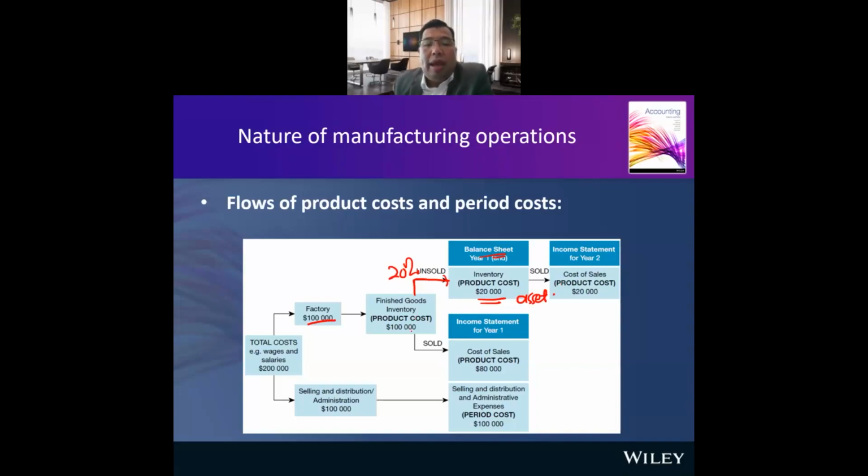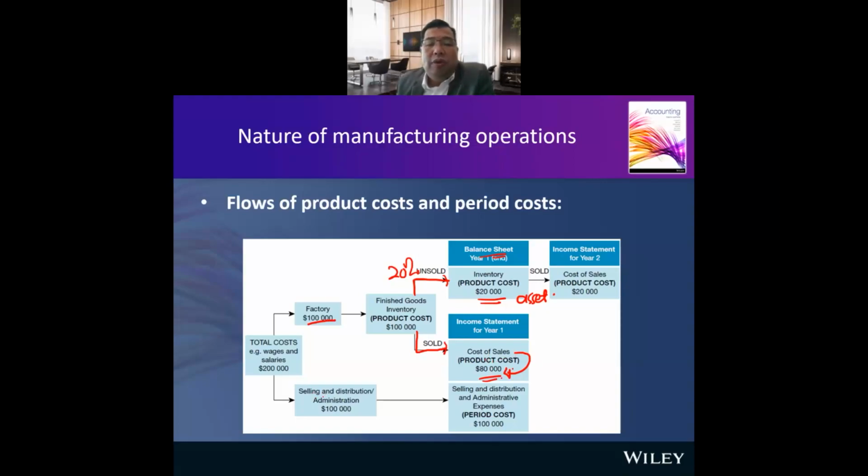Okay. And the amount sold to the customer is 80%. This is your cost of sales, 80,000. So the total cost is 100,000. The unsold item is known as inventory, 20,000. And the balance, 80,000, is for the cost of sales.